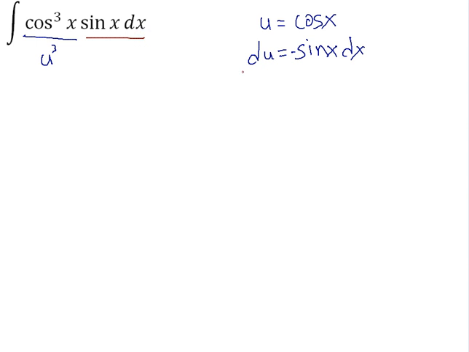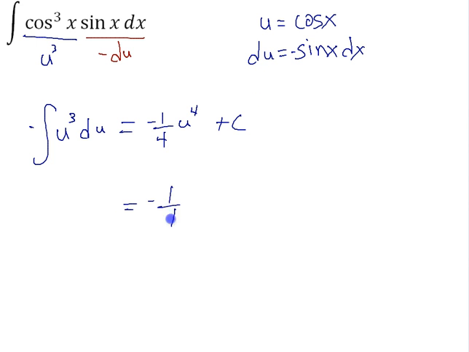We have close to our du, but actually we have a negative du, because du is a negative sine dx. This is a positive sine dx. So what we have in our integral is a negative du. So this is really the integral of u cubed du, but it's the negative of it because we have a negative du. So this gives us a negative 1/4 u to the fourth plus c. Undo our original substitution, and this is negative 1/4 cosine to the fourth x plus c.